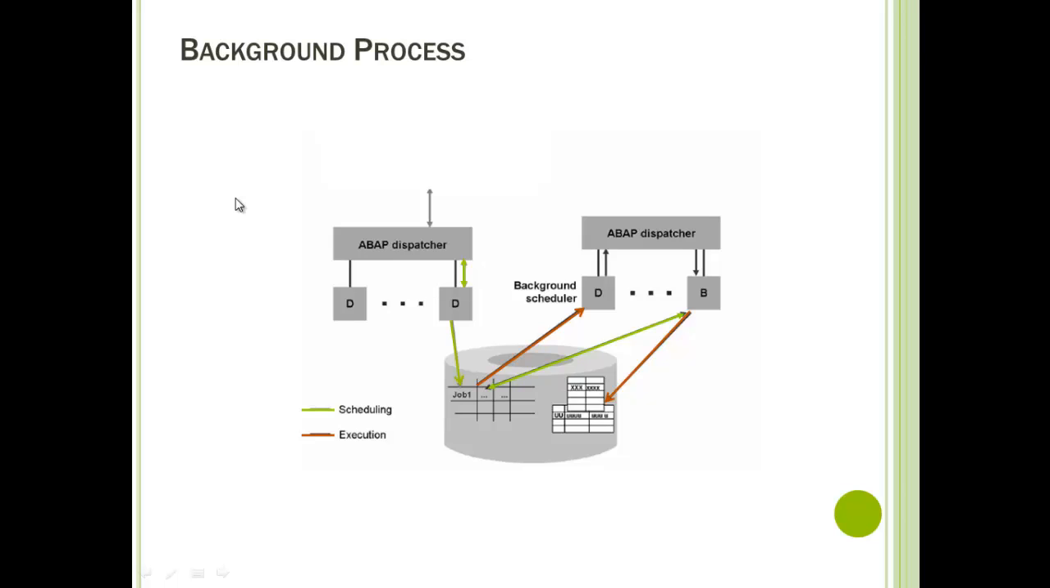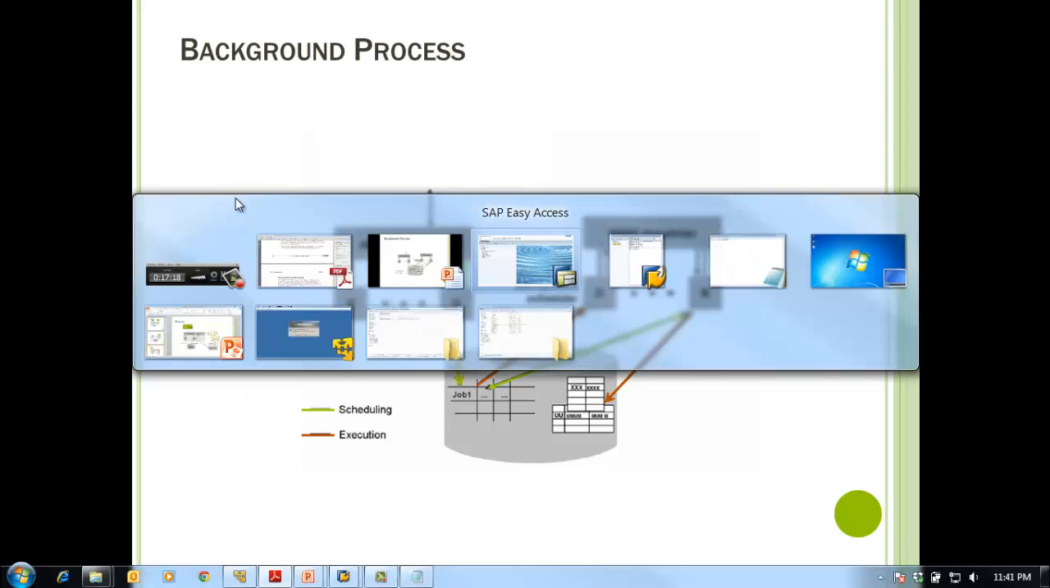If you go to most of the standard transactions, you will find the option for background process. Using that, you can execute the program in background. For example, that RSPARAM we executed in foreground, where we directly tried to print. Let's try to execute it in background and see how it looks. So let's go back to our SAP system.